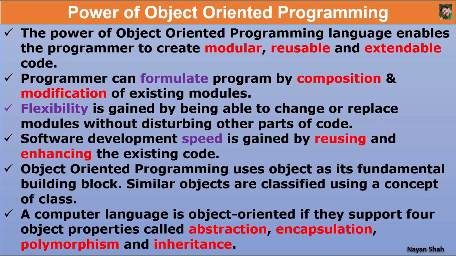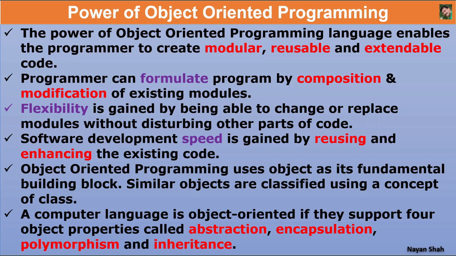Programmer can formulate program by composition and modification of existing modules. So you have so many modules written and then you can have composition or modification of these existing modules in different ways to create different programs. Flexibility is gained by being able to change or replace modules without disturbing other parts of code. So we get flexibility where we are able to change or replace modules without disturbing other parts of the code.